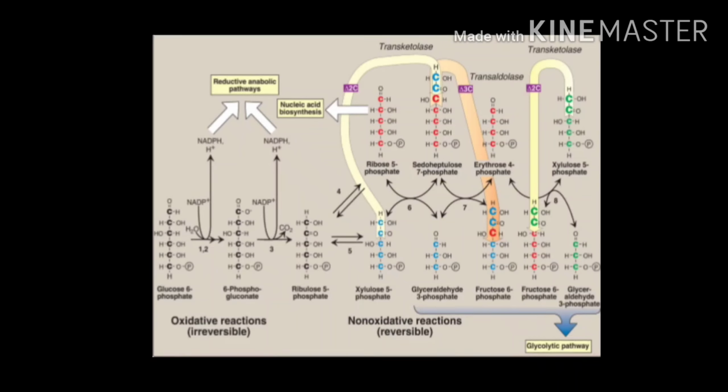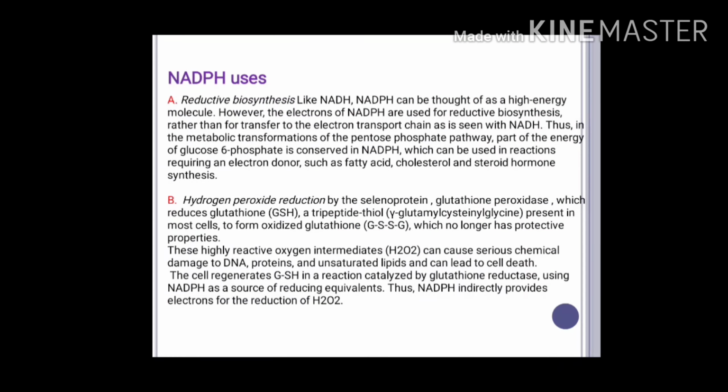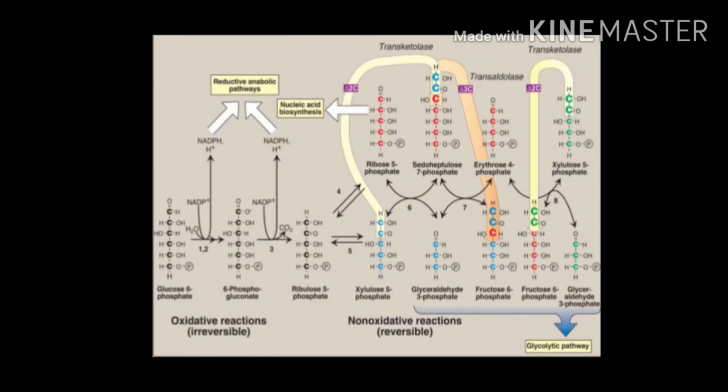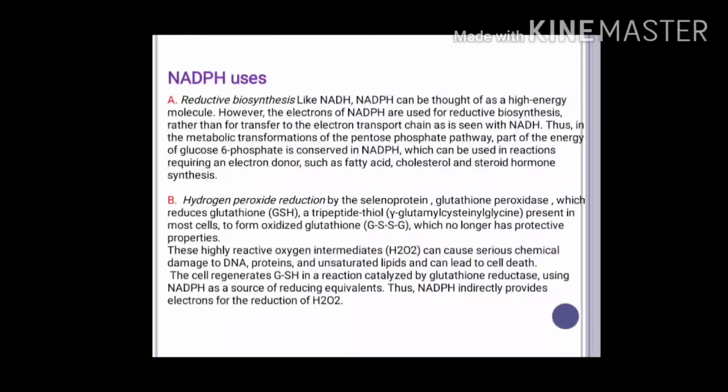So we are getting NADPH, whose uses we will see, and we are getting ribulose 5-phosphate and seeing how it produces intermediates of glycolysis, as well as ribose 5-phosphate for the biosynthetic pathway of nucleic acids. So this is very important. Let's move on to the uses of NADPH.